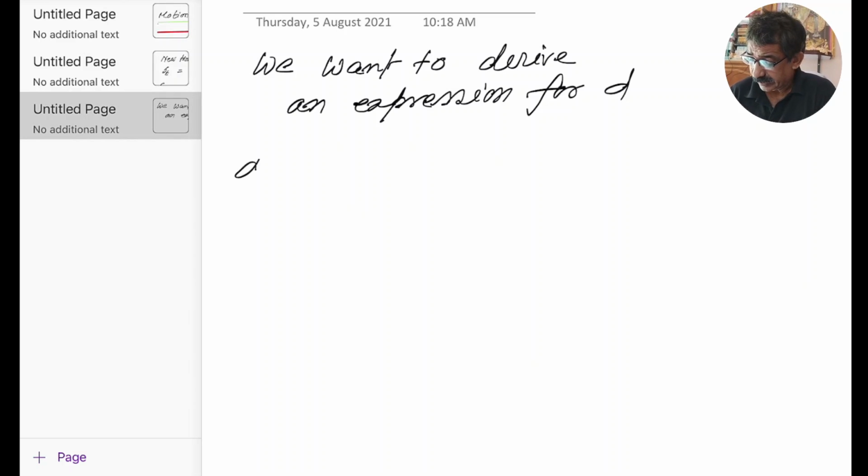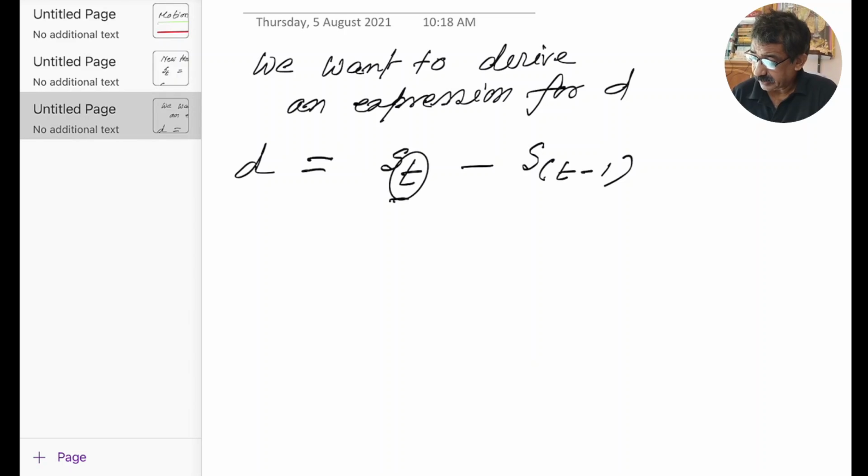Now what will be d? D means the distance. D is equal to the distance traveled by the particle in tth second. So d is equal to st minus s suffix t minus 1. This st denotes the total distance traveled by the particle in t seconds. This denotes the total distance traveled by the particle in t minus 1 seconds. And d is equal to the distance traveled by the particle in tth second, particularly in fifth second or sixth second, seventh second, etc.